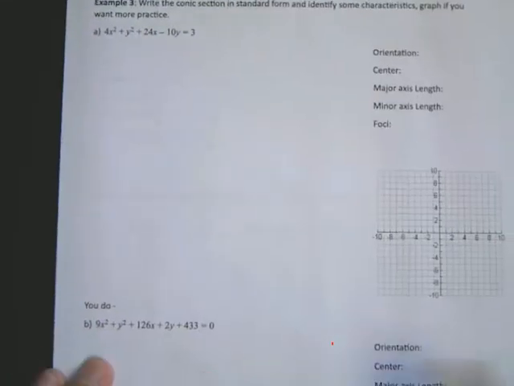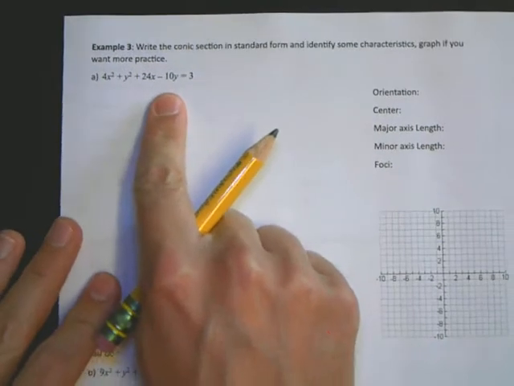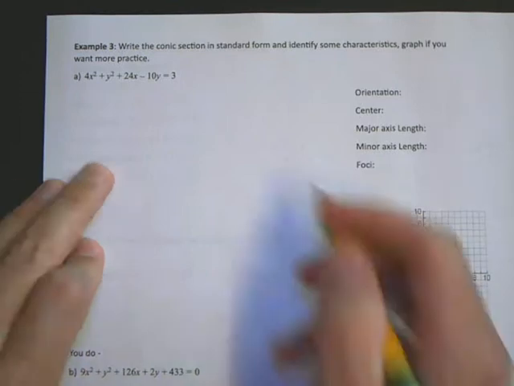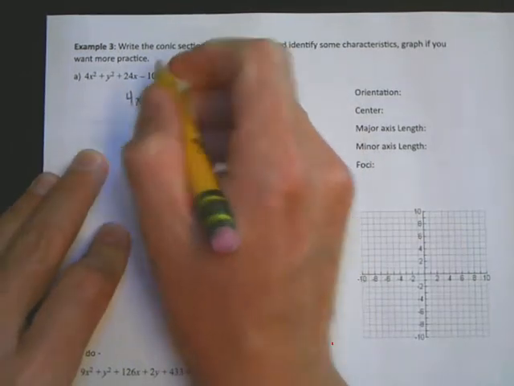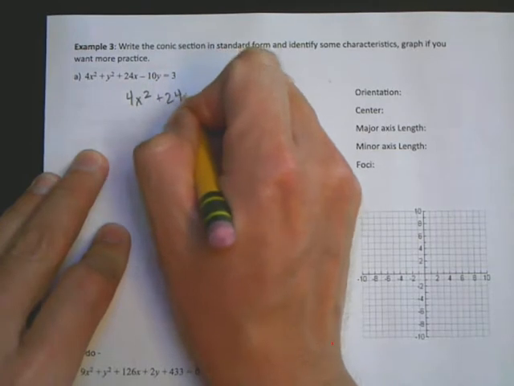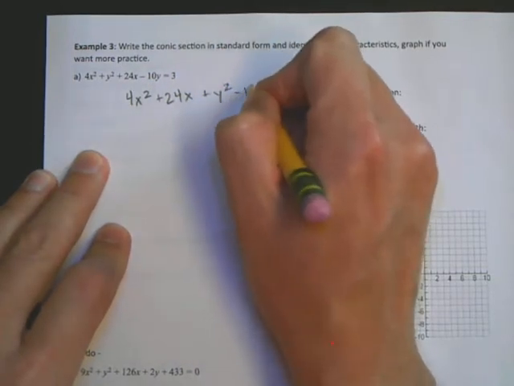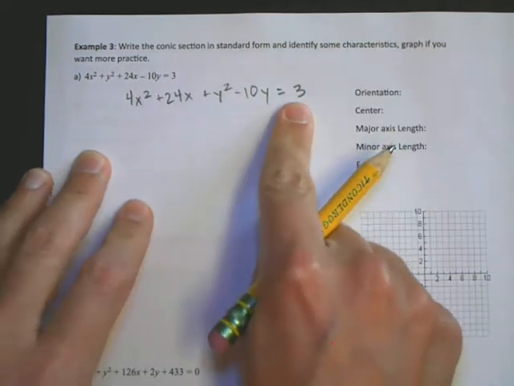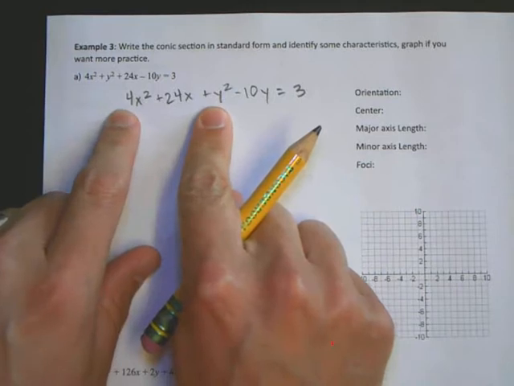We have an ugly non-standard form, so we have to complete the square. Step 1, group your x's and y's. 4x squared plus 24x plus y squared minus 10y equals 3. We're going to leave that over there for now. You'll see why in a minute. A's will show up, so that means we have to factor out an A. And this is where I add my spaces as well.